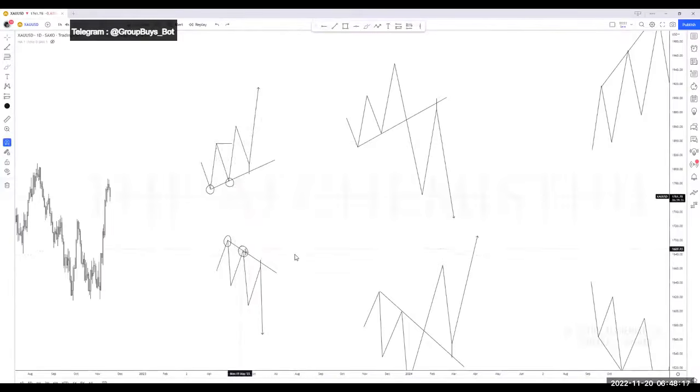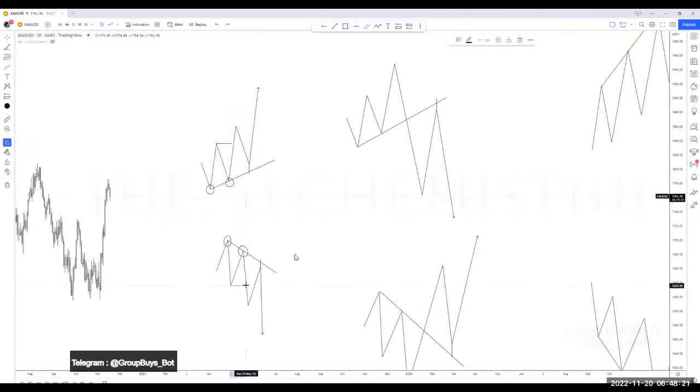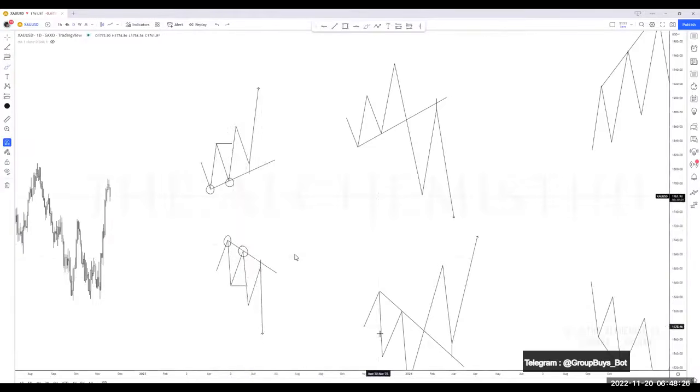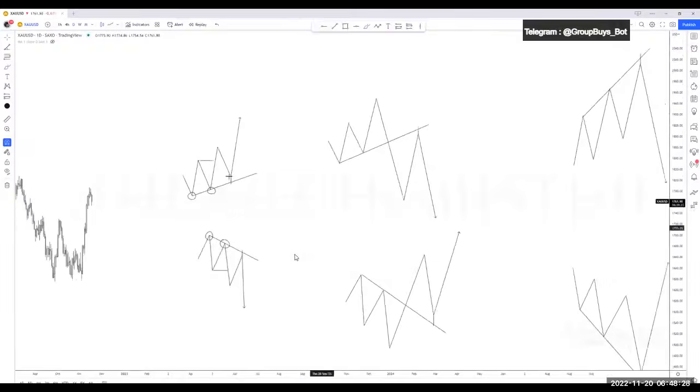It's the same thing in here. This second point has to break structure in here. If this breaks, then we can expect price to come here and then fall back down. You get it, right? So that will be one important thing.